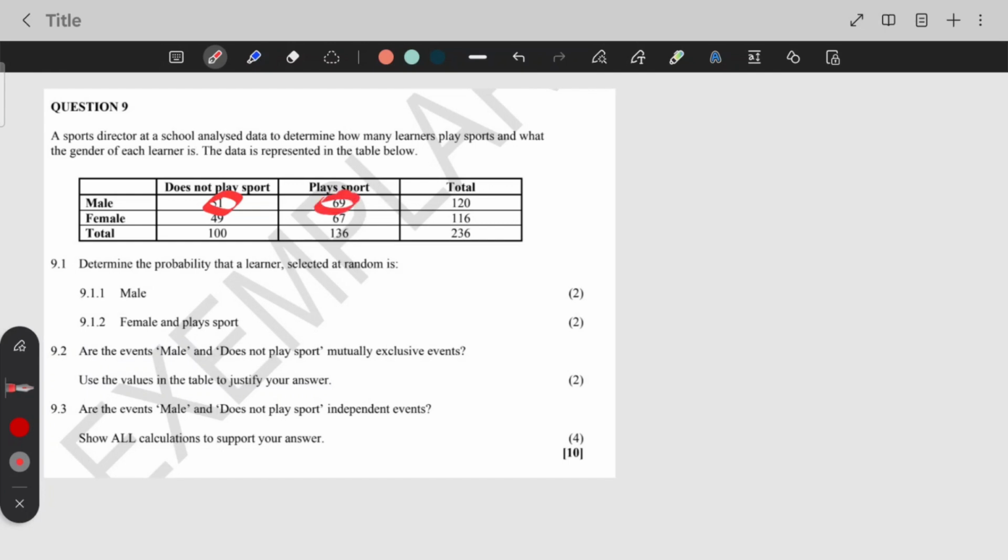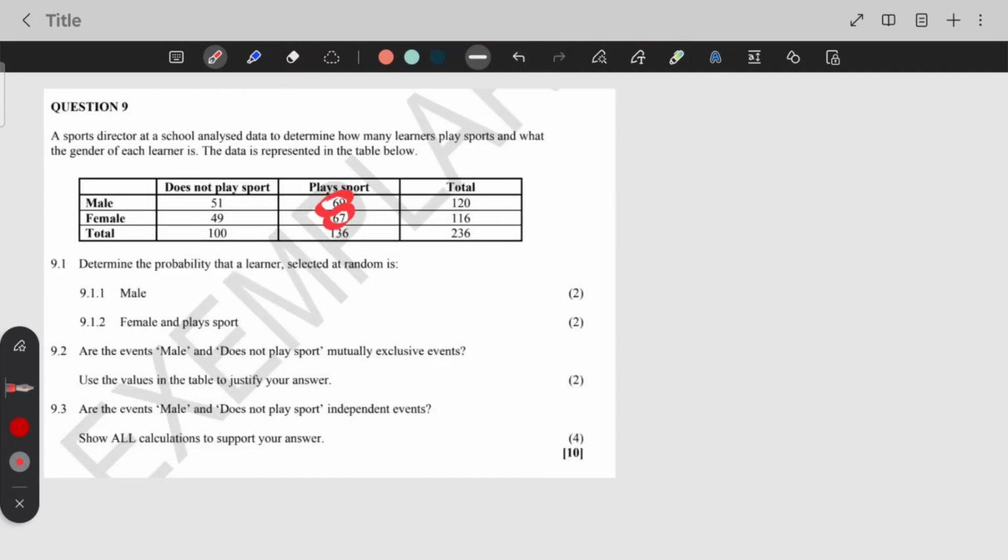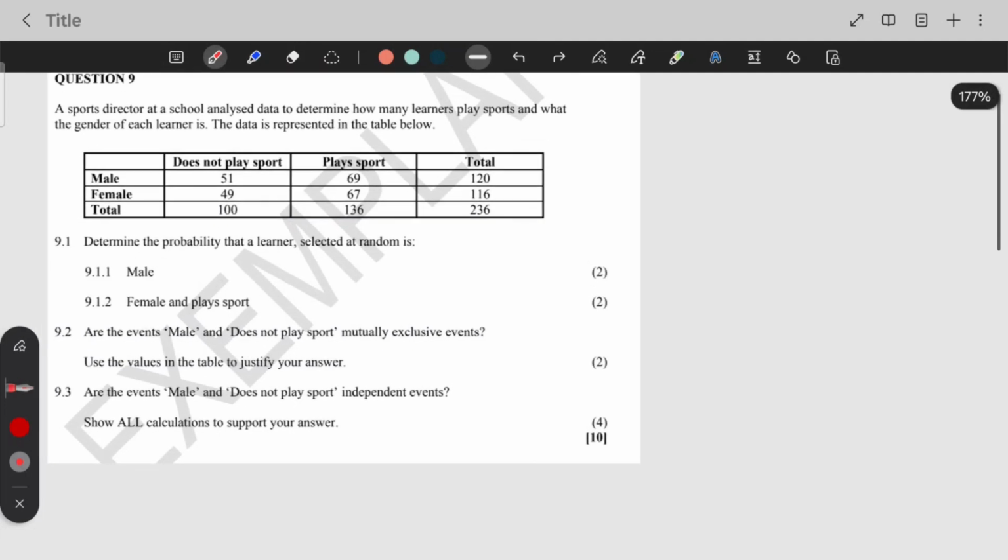So this plus this gives me that, so that's a total. Then this plus that gives me that. Then this plus this gives me that total over there. Then this plus this gives me that total over there. And then this total plus this total gives me that total. And so forth. Okay, so what are the questions?